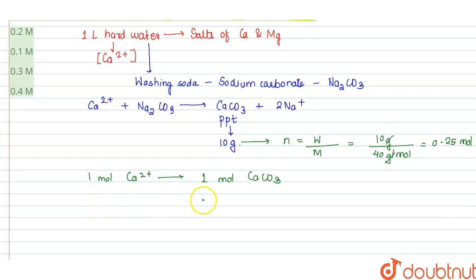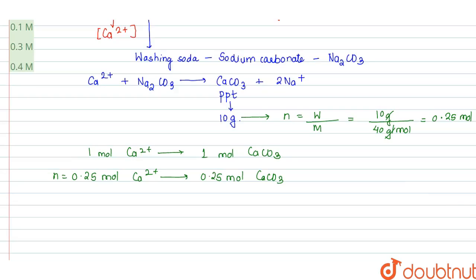Now it is clear that 0.25 mole CaCO3 is present, which is produced from 0.25 mole of Ca2+. So now we have the number of moles of calcium ion and we have the volume of the solution. So we can now calculate molarity. Molarity is equal to number of moles of solute upon volume of solution in liter.